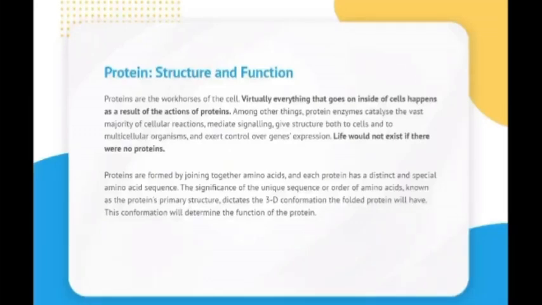Proteins are formed by joining together amino acids, and each protein has a distinct and special amino acid sequence. The significance of the unique sequence or order of amino acids, known as the protein's primary structure, dictates the 3D conformation the folded protein will have. This conformation will determine the function of the protein.